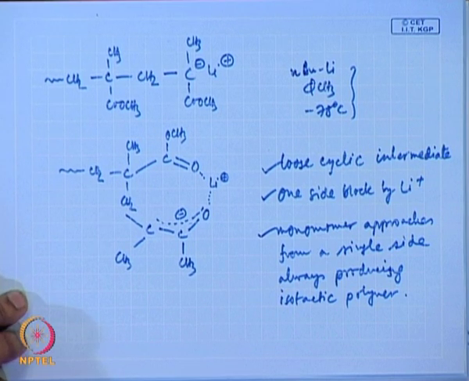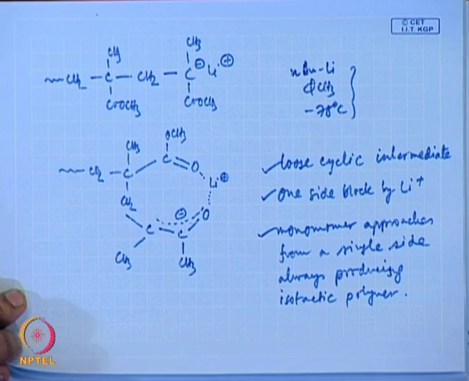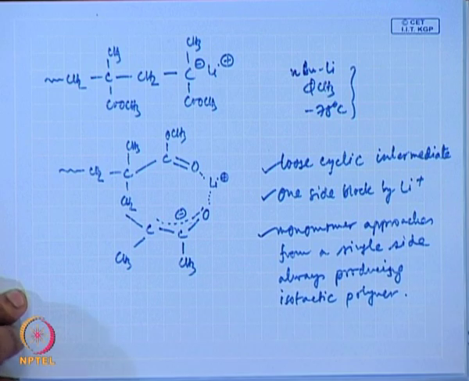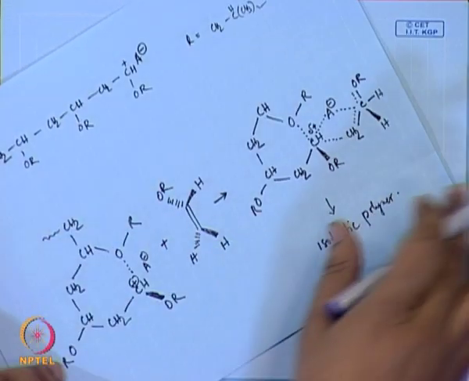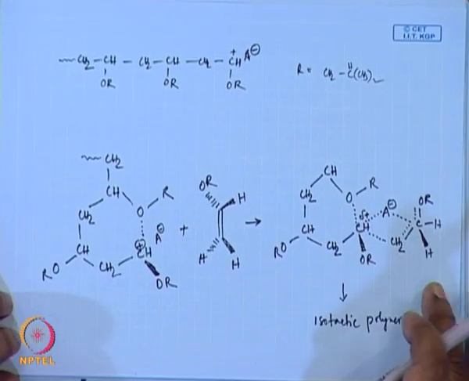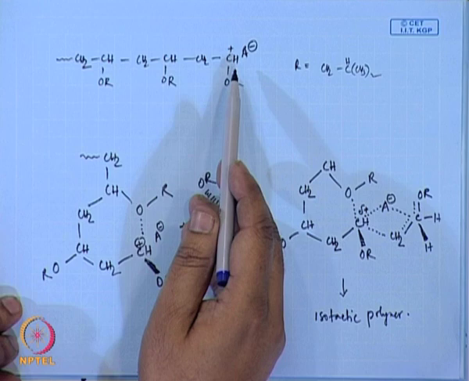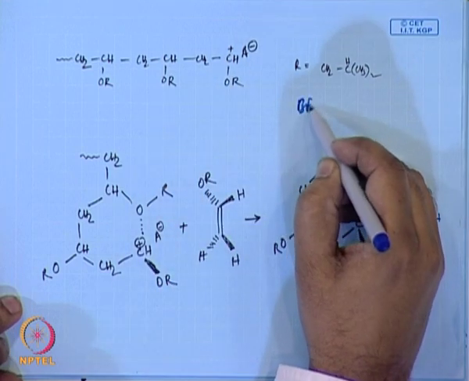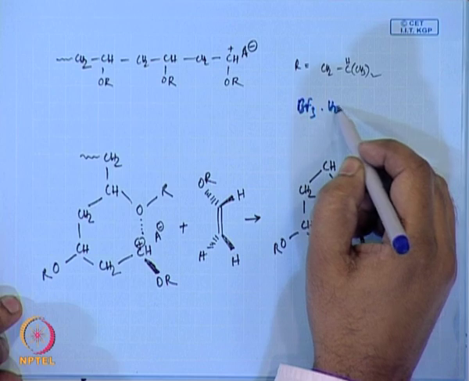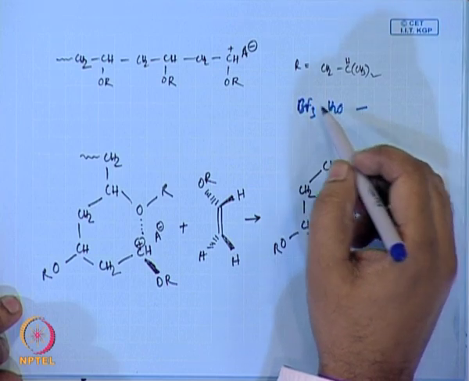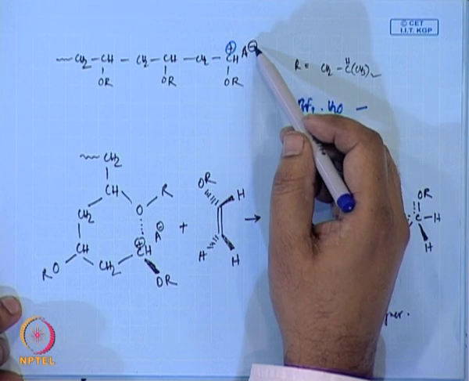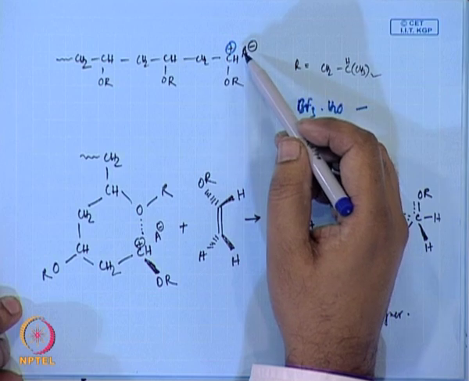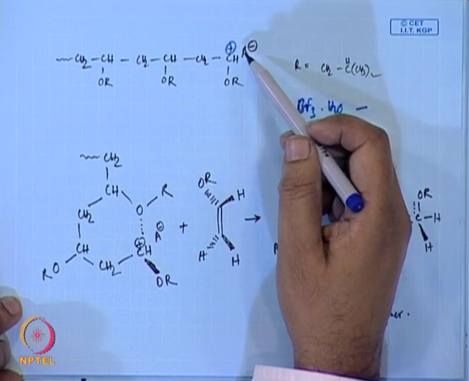So, if you do this reaction in lower temperature non-polar medium with a lithium plus type small counter ion, you can get highly isotactic polymers. Now, you can do the same thing with isobutyl vinyl ether and make a cationic polymerization with, say, BF3 etherate and H2O type initiator. Then you have a cationic group, and again you have an anionic counter ion which are tightly bound because you are carrying this out in a non-polar medium.